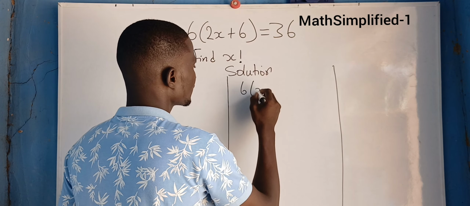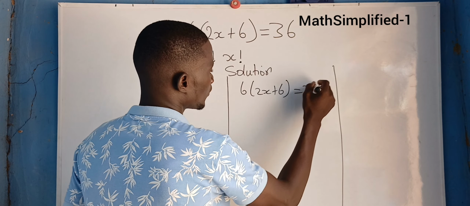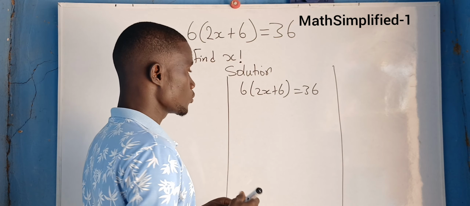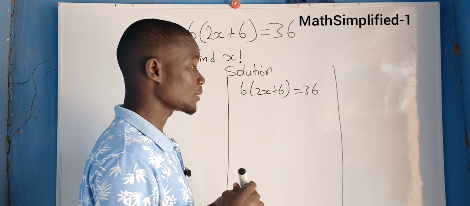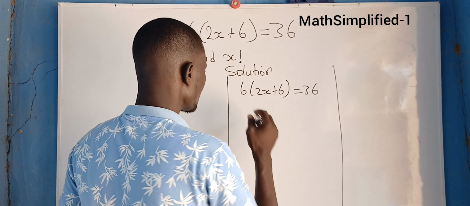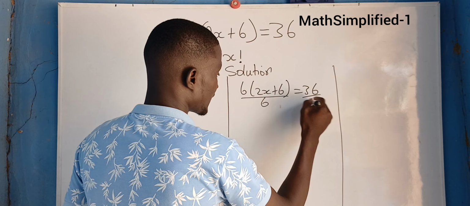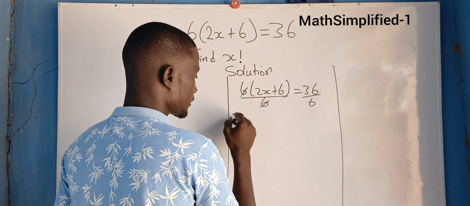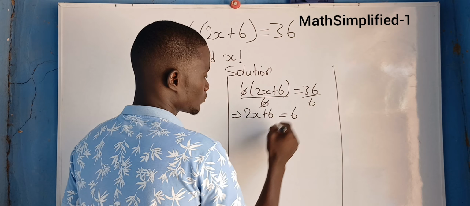We have 6 bracket 2x plus 6 equal to 36. Someone can choose to just divide through by 6 so that he or she will not waste time multiplying this by this, and this by this. That is a long process. So we divide here by 6 and divide here by 6, so that this 6 will take care of this 6. We now have 2x plus 6 equal to 6.